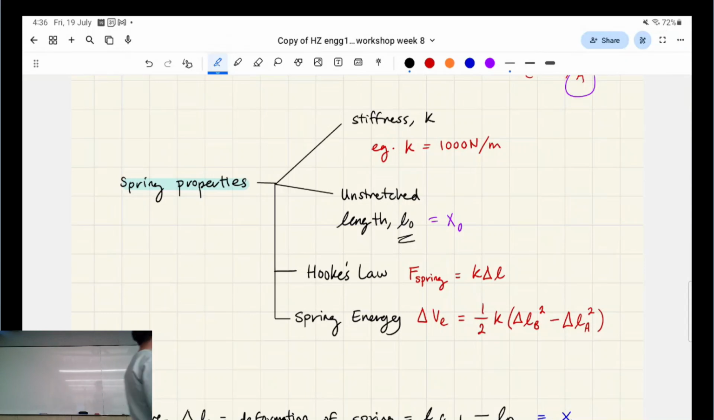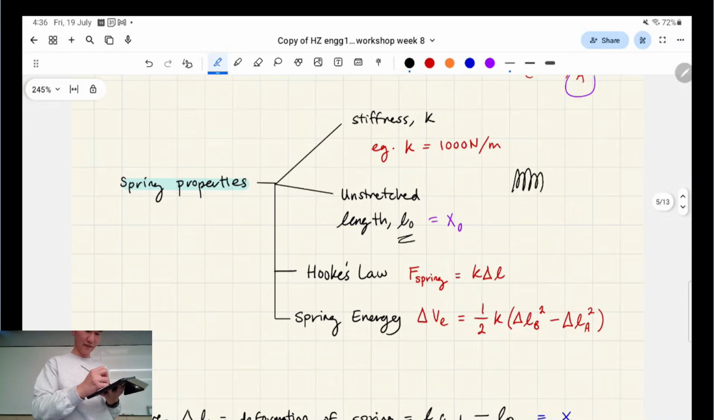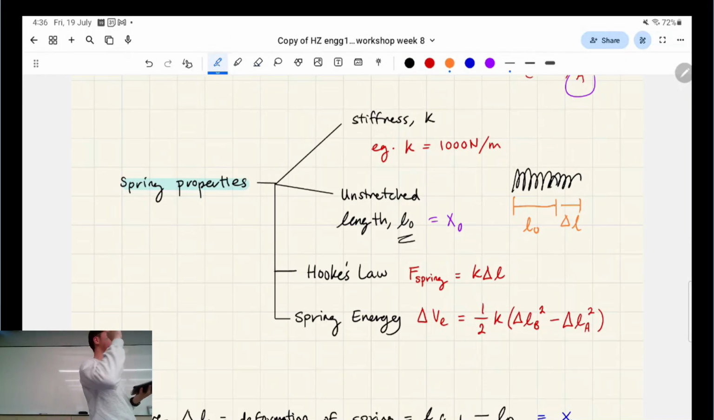So that delta L is the difference from its original length. So if this is its original length, and we pull it and it wants to stretch out even more like that, that is delta L. That is the amount it's changed, the length that is changed from its original position, right?